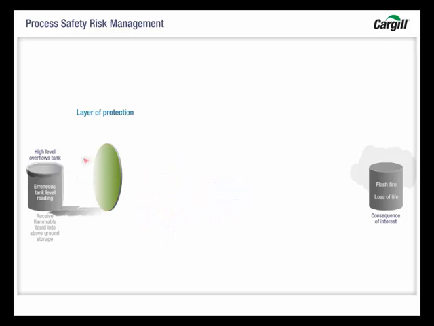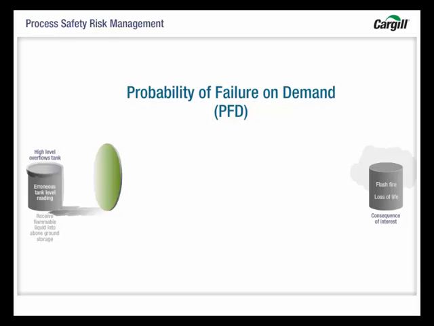In the model, layers of protection that reduce the likelihood of the event are illustrated as disks. These are inserted between the deviation and the final consequence. These layers block the laser beam, the deviation, from progressing to the final consequence. Layers of protection are not 100% reliable, but have a probability of not working when needed. This is called the probability of failure on demand.